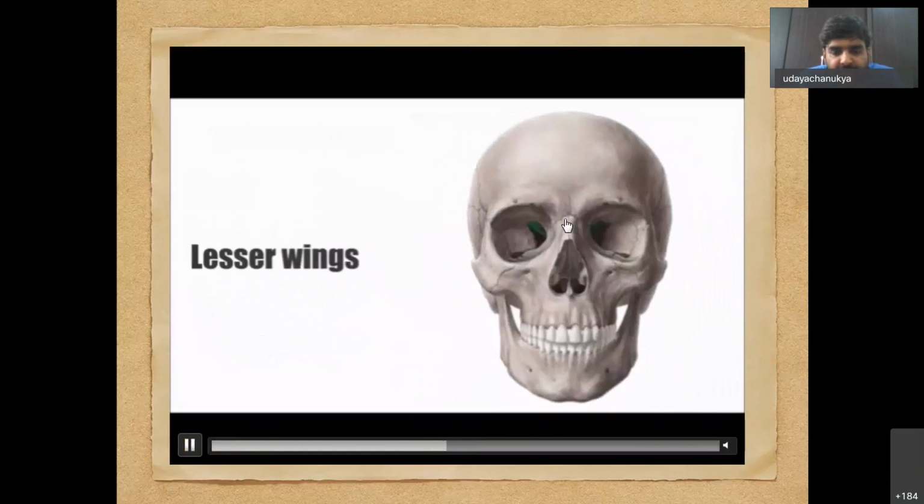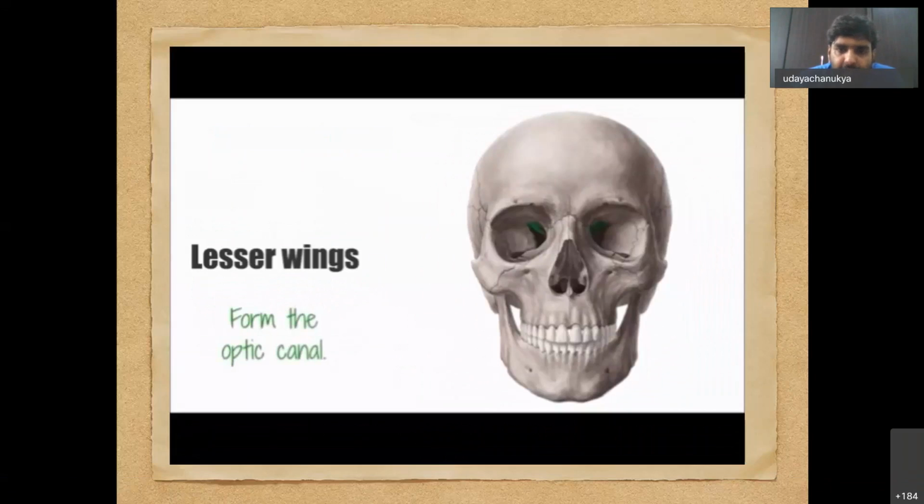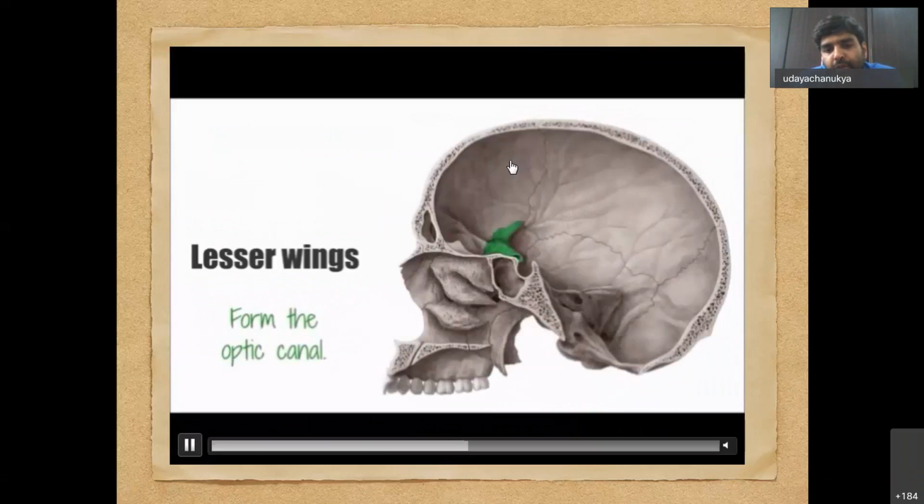Coming to the lesser wings, they form the optic canal, from where the optic nerve and the ophthalmic artery enter the orbit, and superiorly they form a contribution to the middle cranial fossa and anterior cranial fossa.